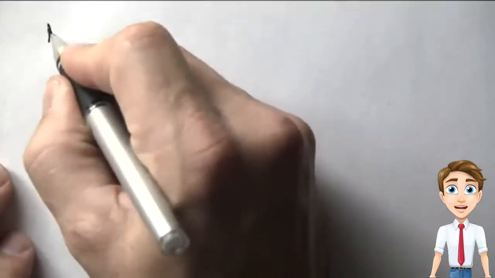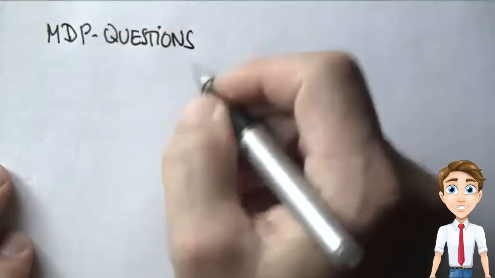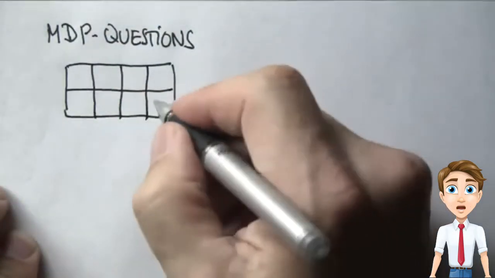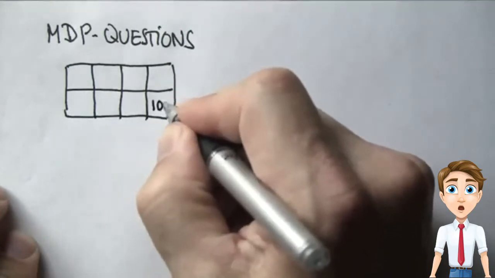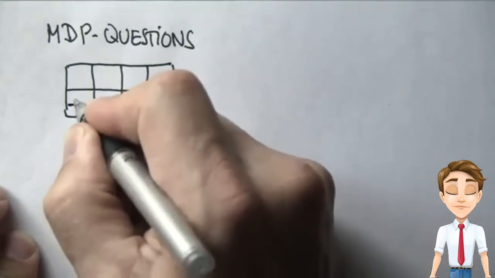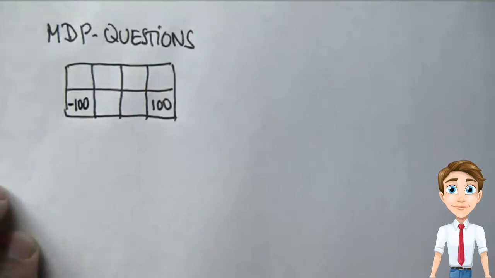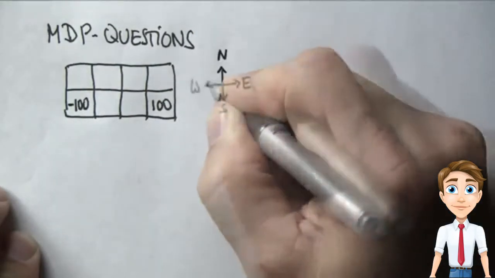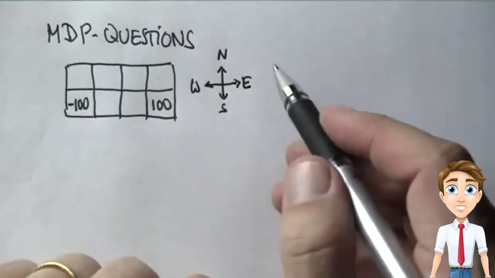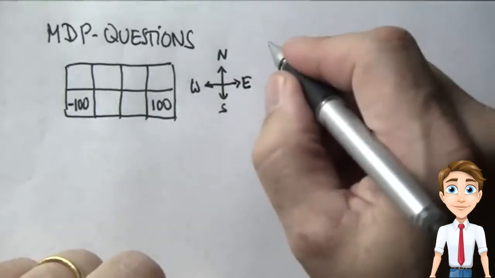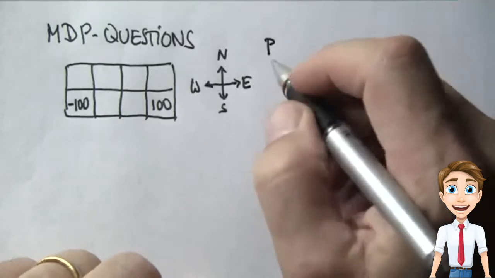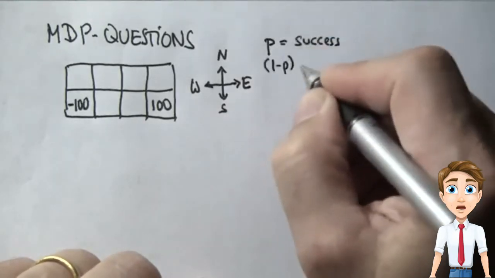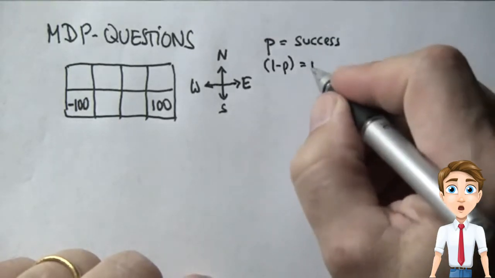Here's a sequence of MDP questions. We're given a maze environment with 8 fields, where we receive plus 100 over here and minus 100 in the corner over here. Our agent can go north, south, west, or east, but actions may fail at random. With probability p, and p is a number between 0 and 1, the action succeeds, and with 1 minus p, we go into a reverse.